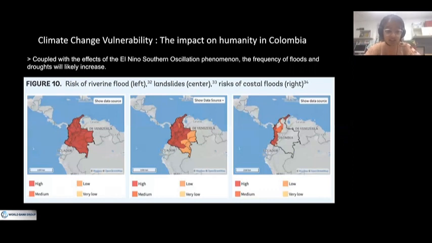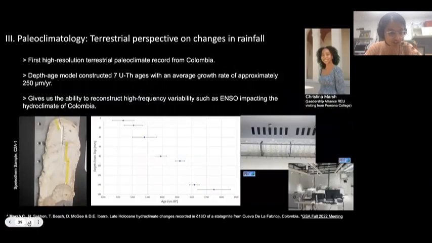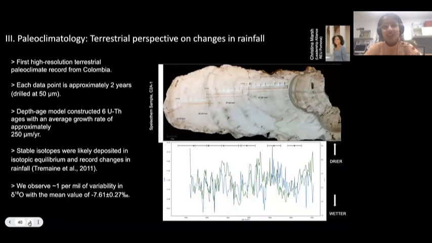So a recent study by the World Bank Group essentially suggested that there is an increase in floods, landslides, as well as coastal floods within the country of Colombia, and all of them are high. There is a high risk of an increase. Coupled with the effects of ENSO, the risks of floods and landslides are likely to increase in the near future. So we were interested in reconstructing a paleoclimate record from Colombia. So I'm actually going to skip that slide and jump straight ahead.